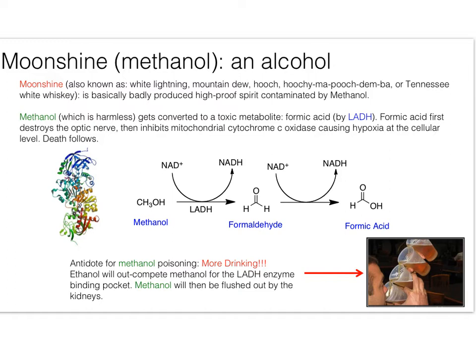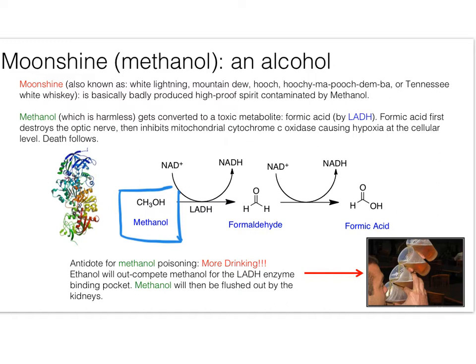So methanol is also an alcohol. It's very similar to ethanol. It's missing a carbon and two hydrogens. So this is a very similar molecule, and it's also known as moonshine. It's also known as white lightning, mountain dew, and all sorts of names for it, but whatever you name it, it's the same. It's pretty dangerous to drink.